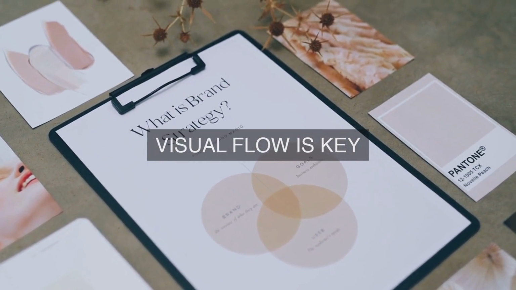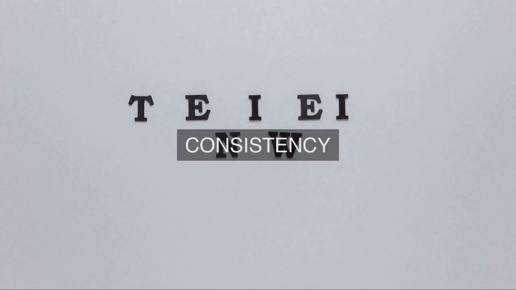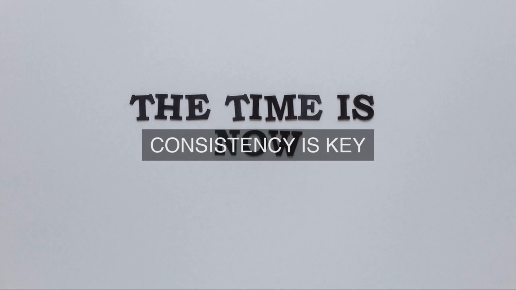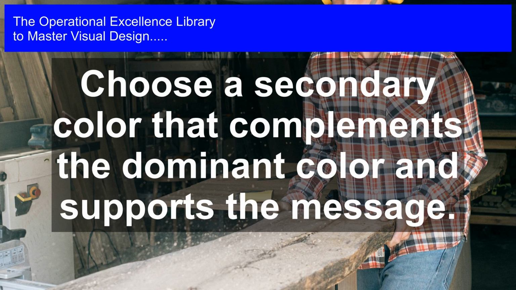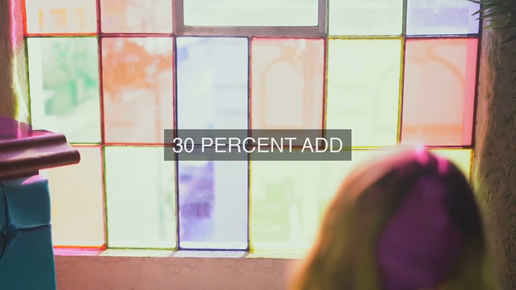Step 1. Define the color palette. Before applying the 60-30-10 rule, define a color palette that aligns with the brand's identity and resonates with the target audience. Select 3 colors that complement each other and evoke the desired emotional response. Assign the dominant, secondary, and accent color roles based on the intended visual hierarchy.